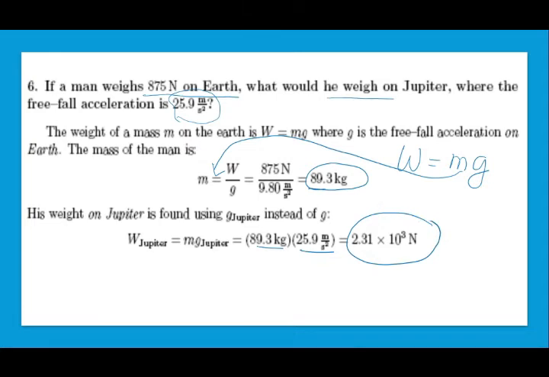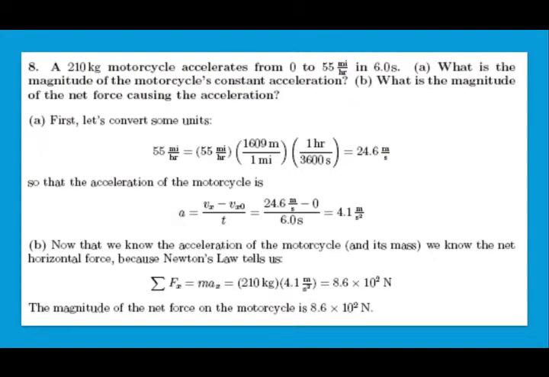His weight is greater on Jupiter. But take note of this one. The mass did not change. So, regardless of where you are, the mass is constant. The weight is the one that is changing. Okay? Next example. A 210 kilogram motorcycle accelerates from 0 to 55 miles per hour in 60 seconds.